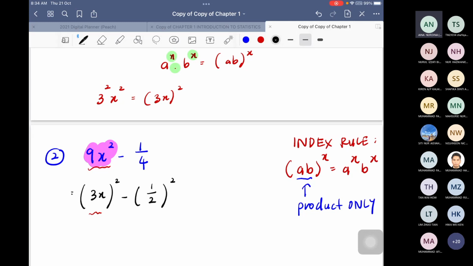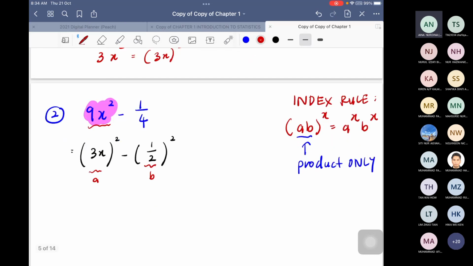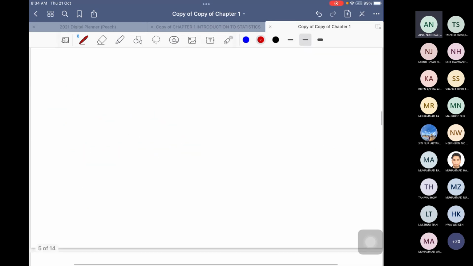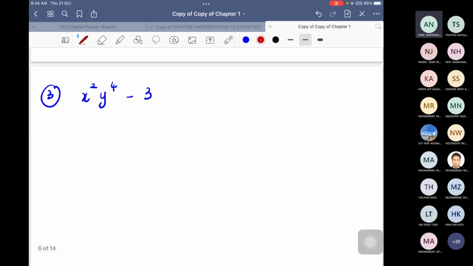So now that we have this, kita boleh identify. So this is going to be my A and this is going to be my value of B. So masuklah dalam formula. So A tolak B adalah 3X tolak setengah. So A tambah B adalah 3X tambah setengah. So that is going to be our factorization. That's it.